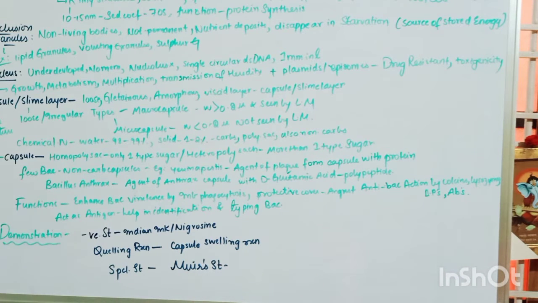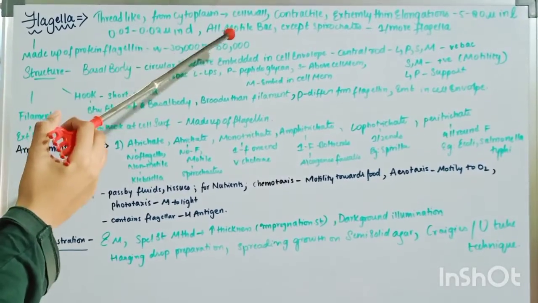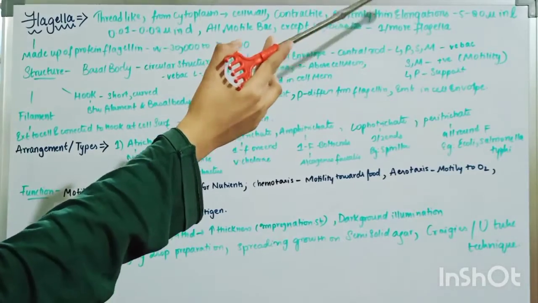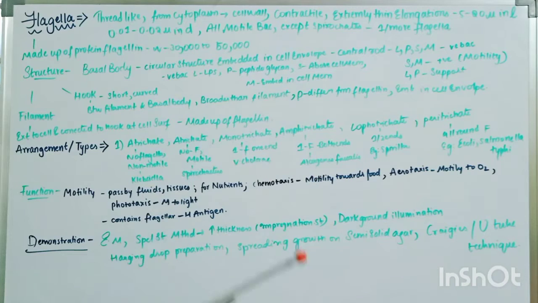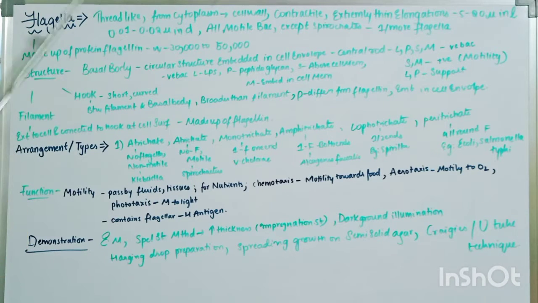So that's it. Flagella are thread-like structures. They extend from the cytoplasm to the cell wall. They are contractile in nature and extremely thin elongations, 5 to 20 microns in length and 0.01 to 0.02 microns in diameter.